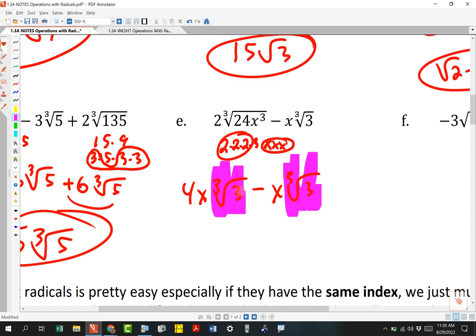The base is x. What's the exponent? 1. So this is 4x to the first minus 1x to the first. That would be 3x's, right? The answer would be 3x.